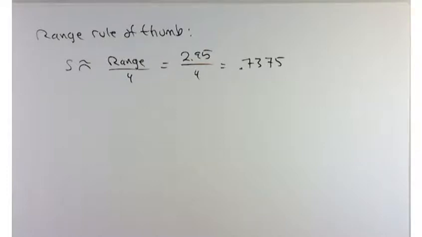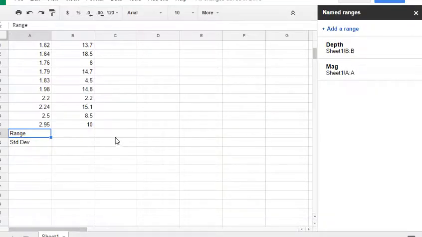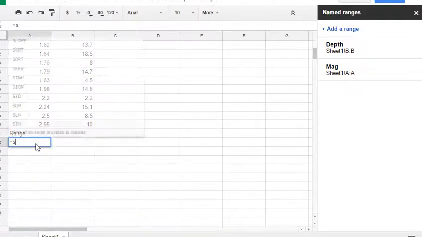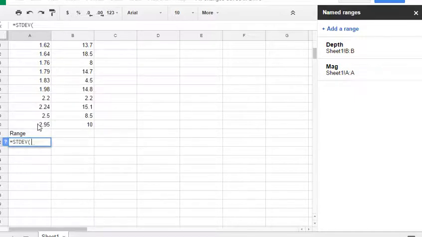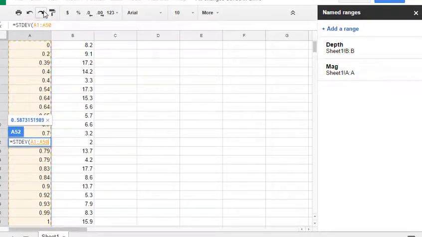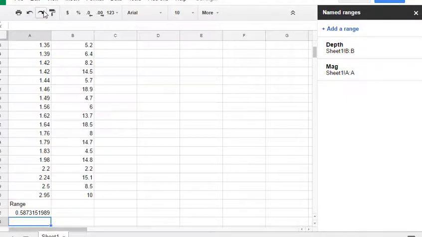So let me swing back over here real quick and type in standard deviation. So equals stdev of this column. And let's see how ours compares to the actual value. There. So 0.5873. So, I mean, not good, but not bad either. It's just kind of somewhere in between.